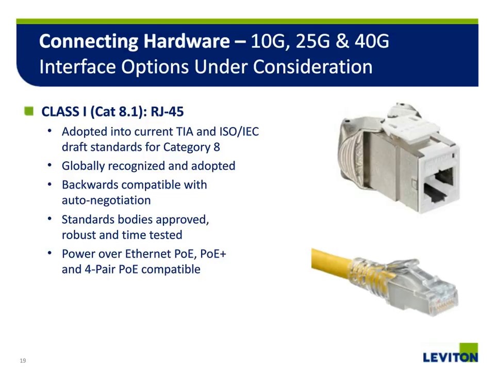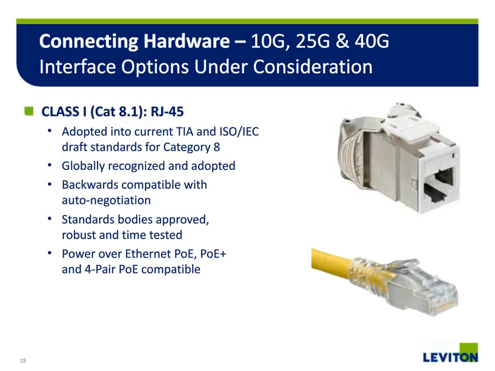So looking at the actual Category 8 standard, there's two different classes that are in play, and the connectors are different. Class 1, sometimes referred to as Cat 8.1, is the standard RJ45 interface. This is going to be adopted into the current TIA and ISO standards for Cat 8. Globally recognized and adopted, this is backwards compatible. So you can install a Cat 8 cabling system and still run 10G systems over it if you're not ready to upgrade your active equipment. Standards bodies approved, robust, time-tested. It still allows you to handle power over Ethernet, PoE Plus, and then the new 4-pair PoE. We'll talk about that a little bit later.